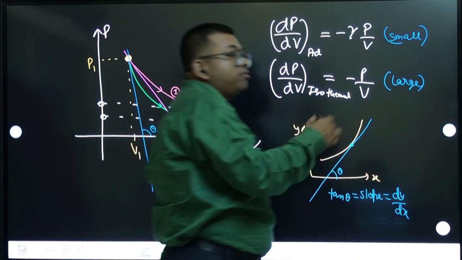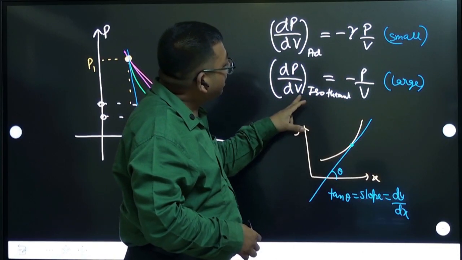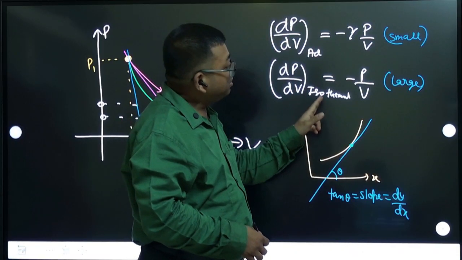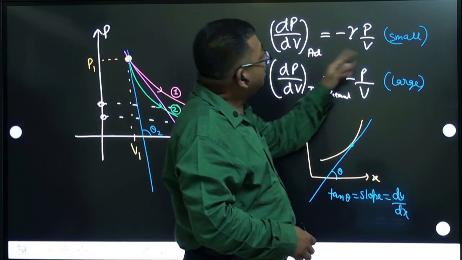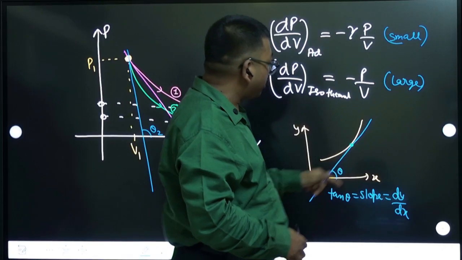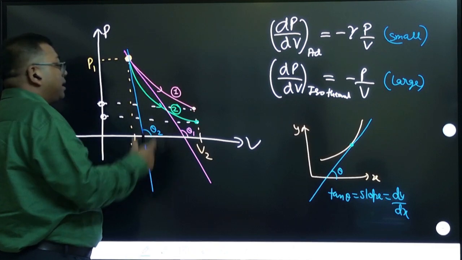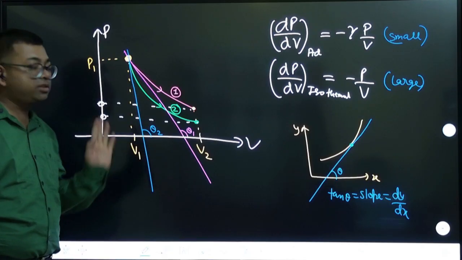This is where people have confusion. This is large, so the isothermal must have a larger slope, that's all. Isothermal must have larger slope, which means a larger angle should be there, and adiabatic should have a smaller slope, which means a smaller angle. Now come back to this point and tell me which has the larger angle. Theta 1 or theta 2, which is large?